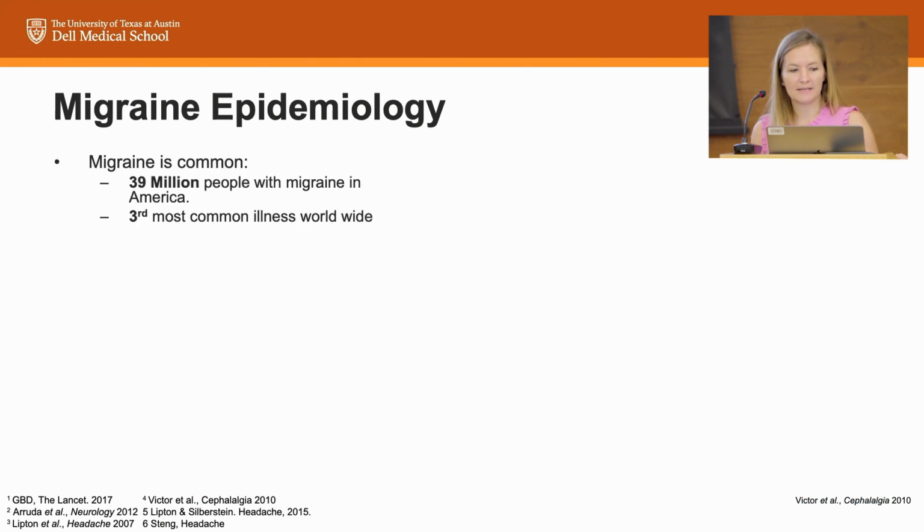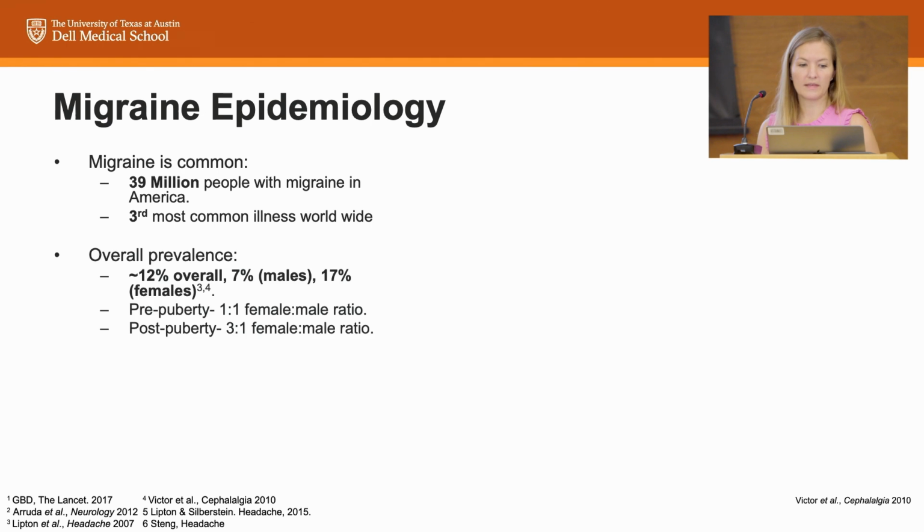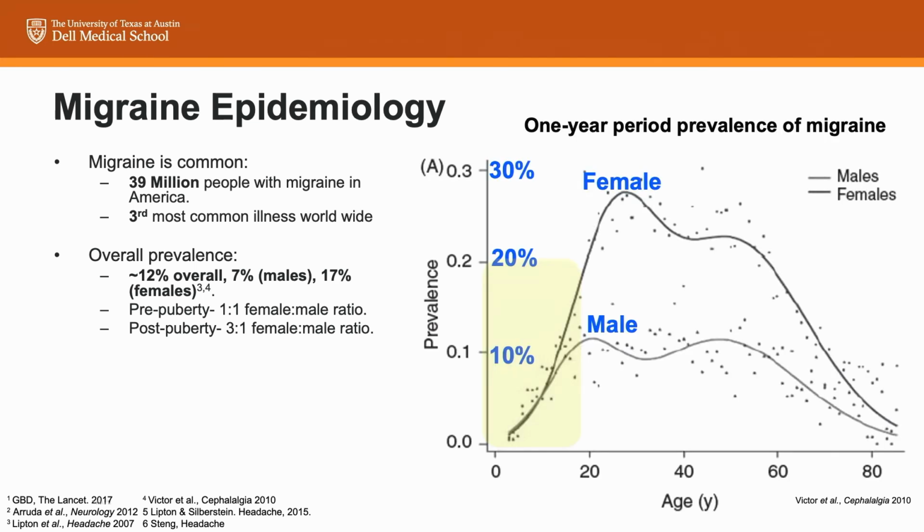Migraine is incredibly common. It's the third most common illness worldwide and affects about 39 million people in America. When we think about the overall prevalence, it's about 12% overall, with more females than males. However, in the pediatric population, until puberty, it's about a 1-to-1 ratio. And it is after puberty that we start to see it affecting more females than males. Typical age of onset in the pediatric population is anywhere between the ages of 7 and 9. So young kids get migraine. That's when it starts.